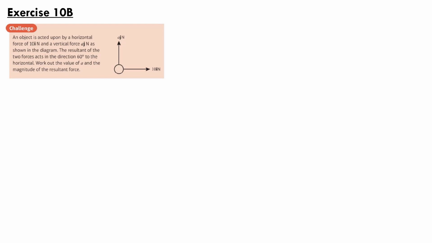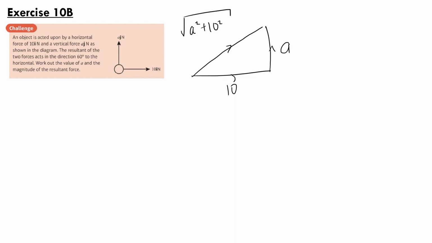So if we redraw these forces in a triangle, we have 10 acting along the bottom and A going up. So if this here is 10, this is A, then this is the resultant force. And this resultant force will have magnitude the square root of A squared plus 10 squared. And we're told that it acts in the direction 60 degrees to the horizontal. So this angle here is 60 degrees.